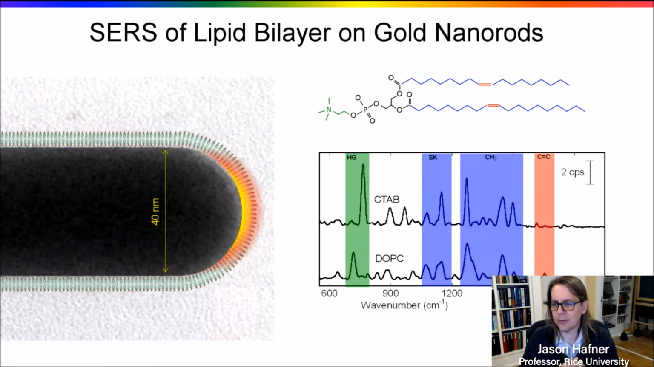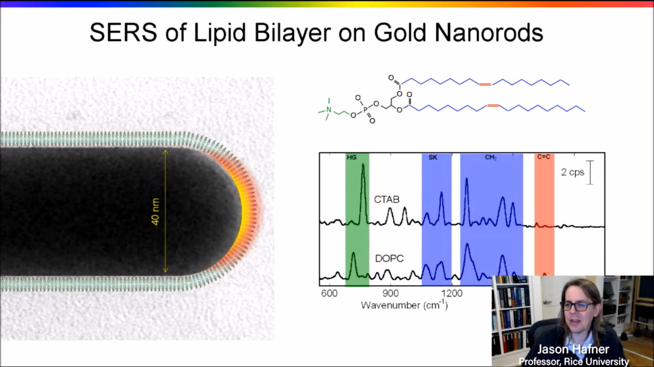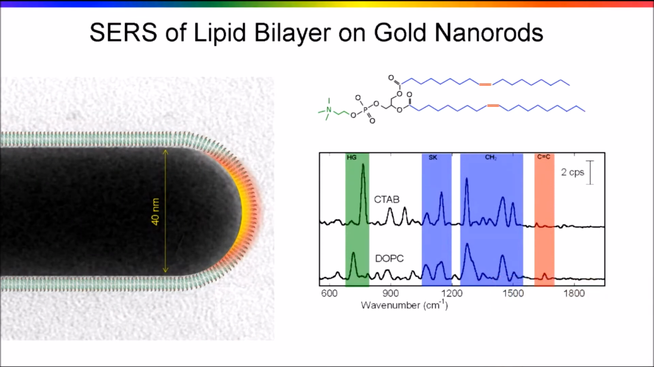And we take that surface-enhanced Raman spectrum, and we get a bunch of peaks. Look here, CTAB, that was the surfactant. The CTAB was a surfactant that was on the rods in the first place that's similar, actually, to the lipid. And then we switch it to DOPC, which is the lipid.